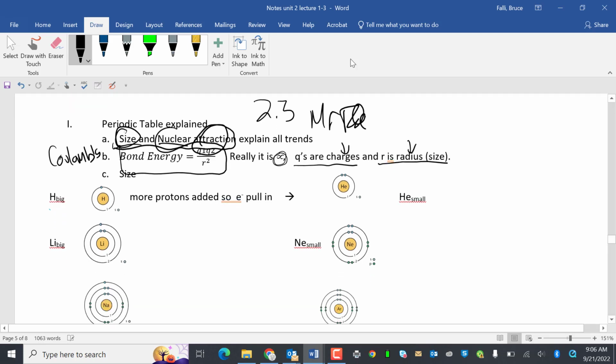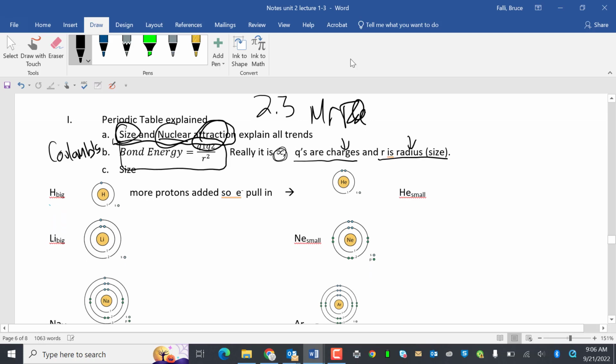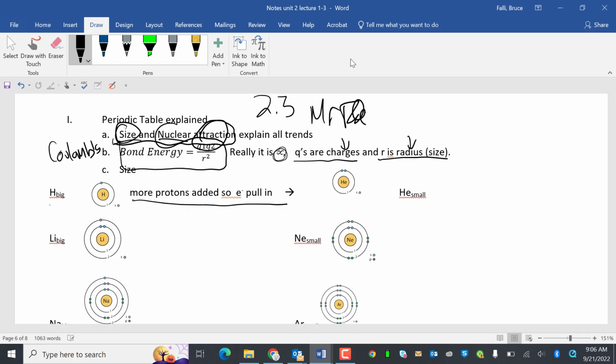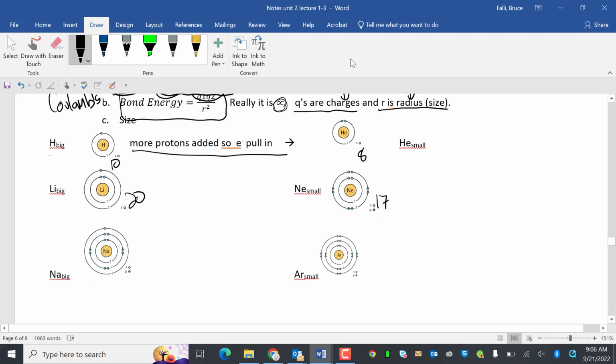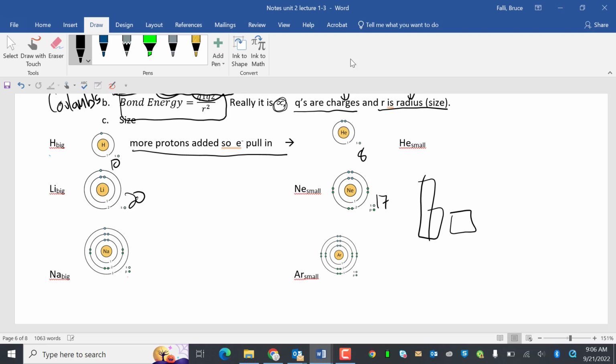So charges are attraction, radius is size. Okay. So for the size of the periodic table, starting on the left-hand side, hydrogen's big, and it goes to helium, which is smaller, right? You have more protons, so the electrons pull it in a little bit. So if this radius is 10, this radius is 8. Notice it's not a very big change, right? If this radius is 20, this radius is 17. It's not exactly linear, so I don't want to give you any kind of craziness. Na is big, argon is small. So if you're looking at your periodic table, I'm comparing these guys right here to these guys right here.